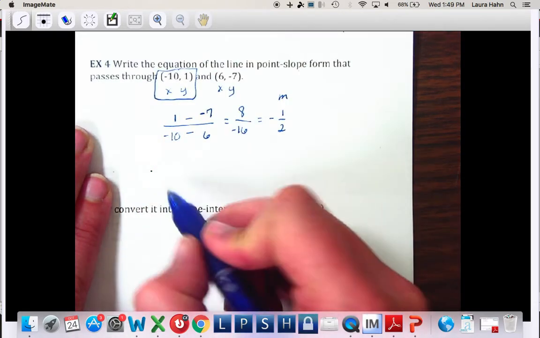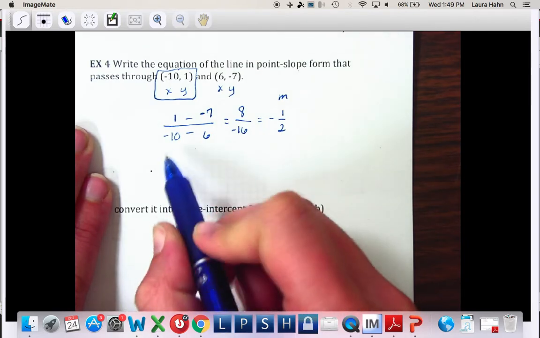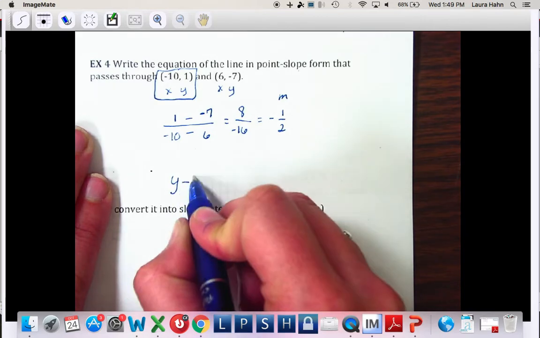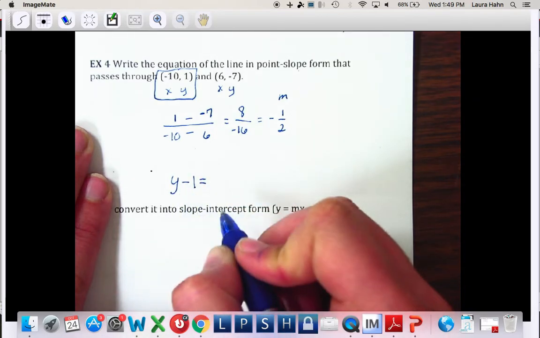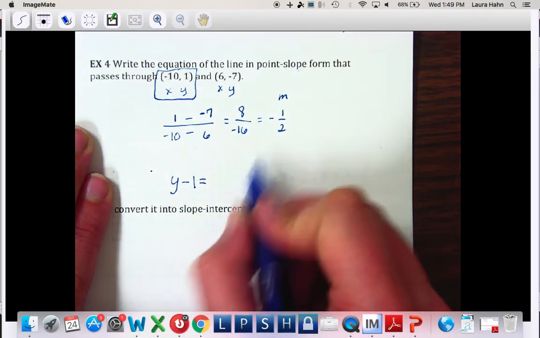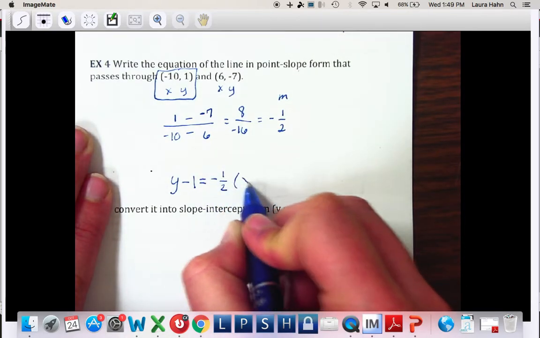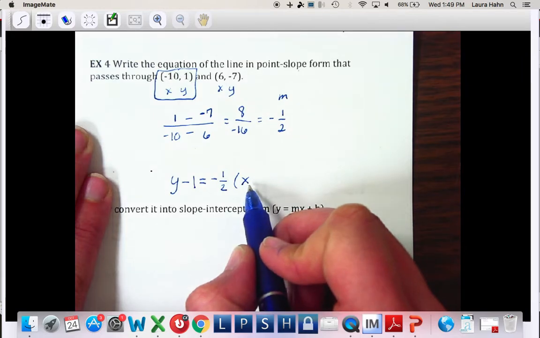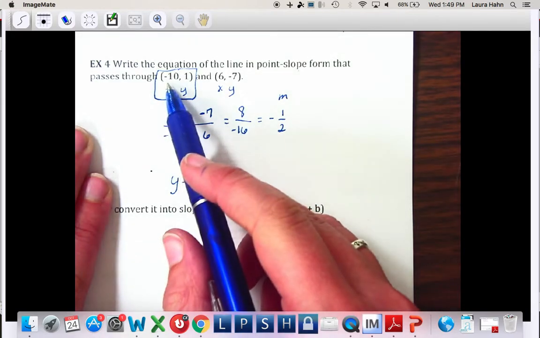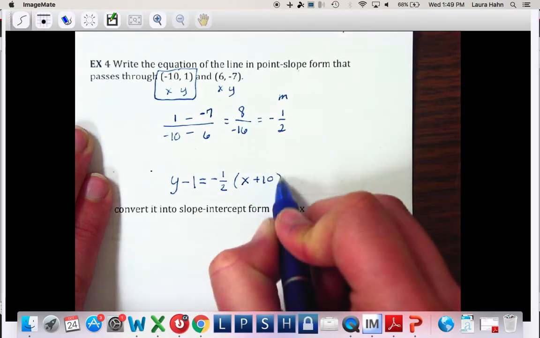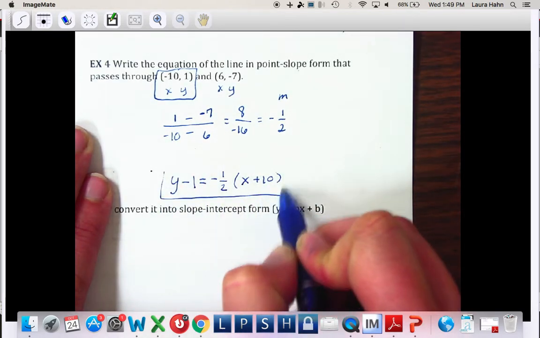So to write the equation, I write y, then I look at my y value. My y value is a positive 1, which means I'm going to put a -1 equals. Then I'm going to go ahead and put my slope, which we calculated to be a -1/2, parenthesis x. After I write x, I look at our x value, which is a -10, so I put the opposite, which is a positive 10. Okay, this is our equation in point-slope form.